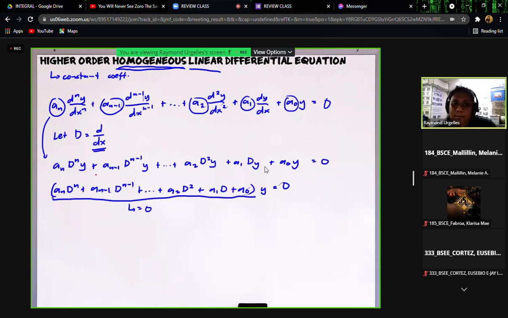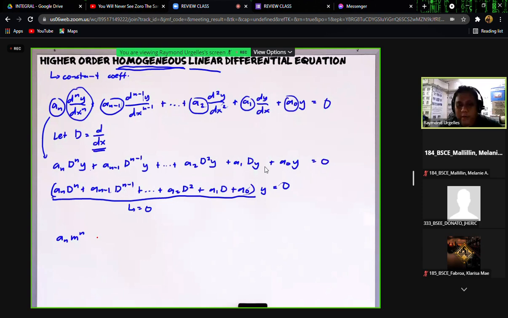Okay? Naka ba? So kaya pag gumagawa kayo ng characteristic equation, just get the order of the derivative, tapos yun yung magiging exponent ng M natin. So kaya for direct conversion sa characteristic equation, we copy the coefficient, diba? So then, okay, so M raised to the order of the derivative, diba? So M to the N. So plus A sub N minus 1, so M to the N minus 1, and so on. So hanggang A sub 2 M squared plus A sub 1 M, so plus A sub 0 is equal to 0.